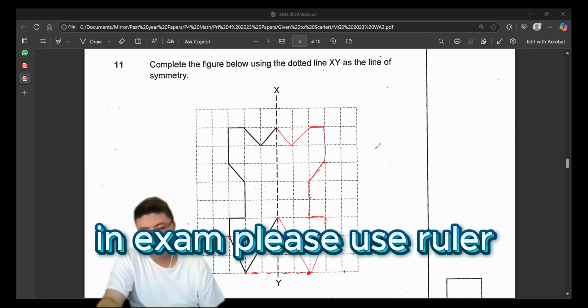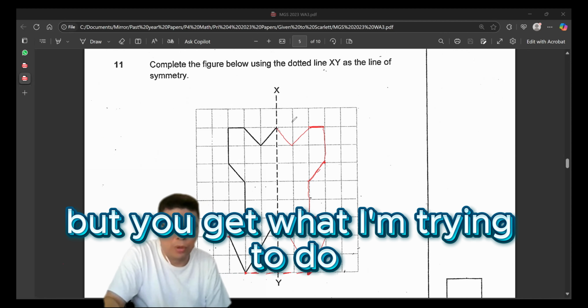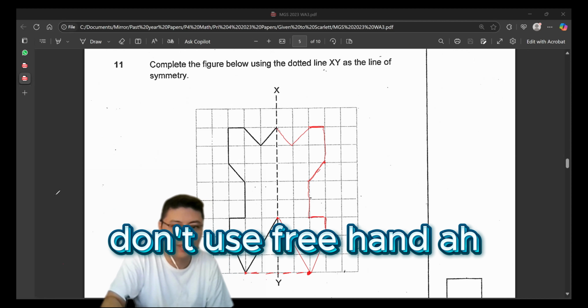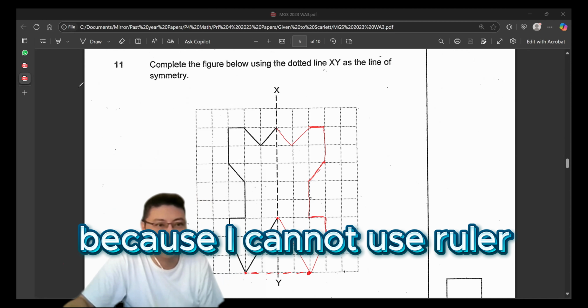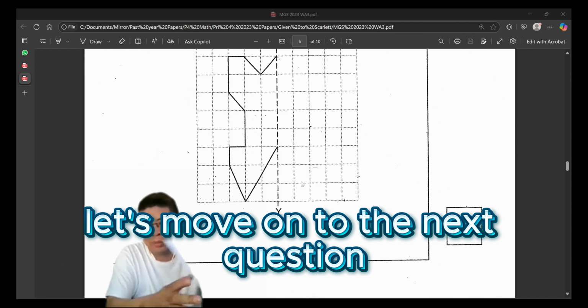I didn't use a ruler, but you get what I'm trying to do. In the exam, please use a ruler. Don't draw freehand. That's the thing. Okay, let's move on to the next question.